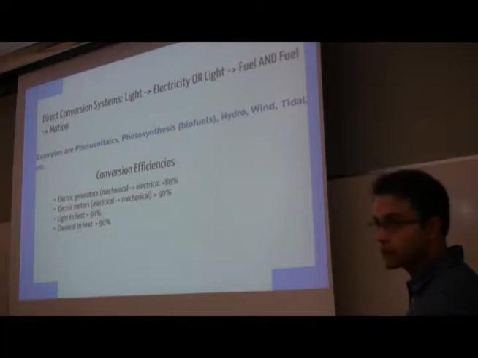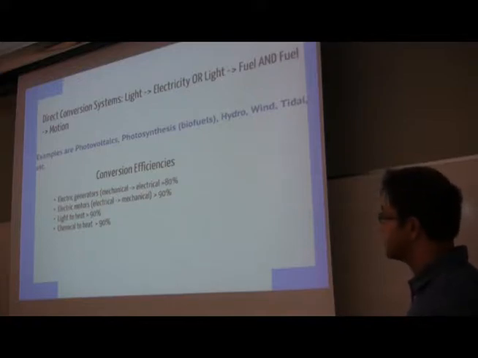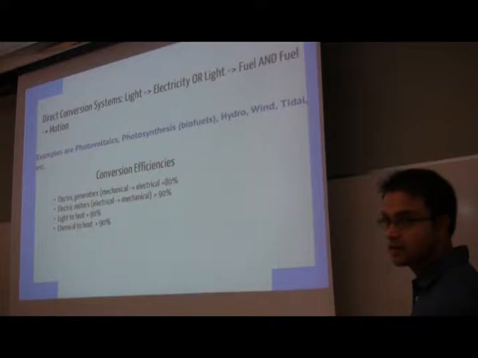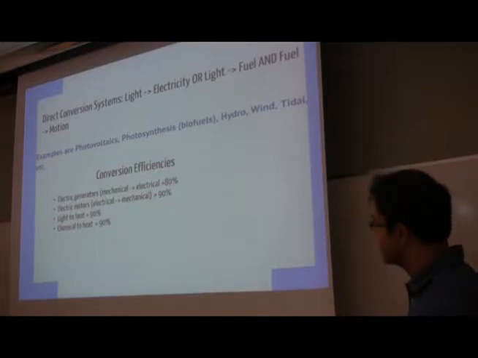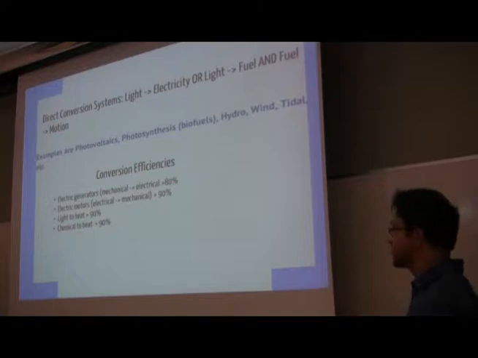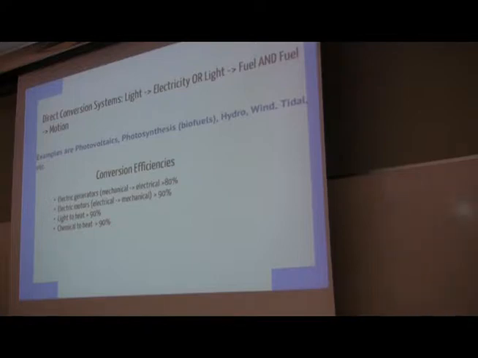Motors, of course, convert current to motion, the opposite of a generator, right? Again, the efficiency can be quite high. Light to heat, of course, can be very high. That's how you either go through fuels or directly. We had 90% or so. And chemical to heat primarily refers to fuels, right? Combustion and things like that. Again, can be quite efficient.